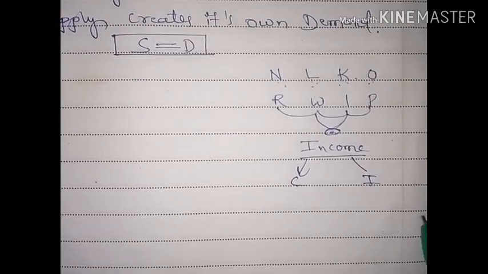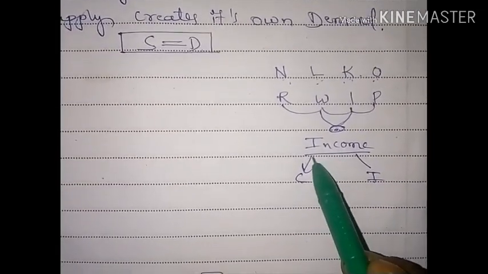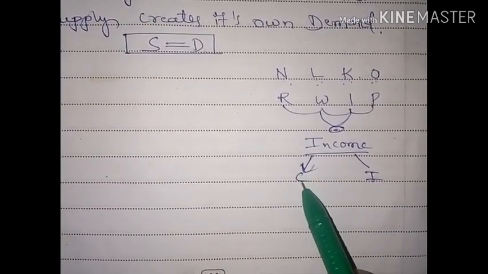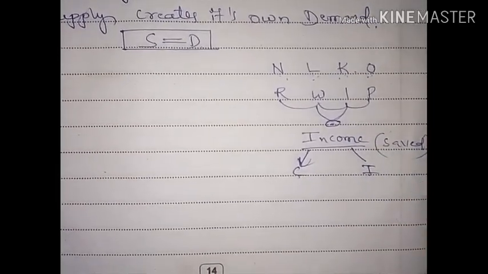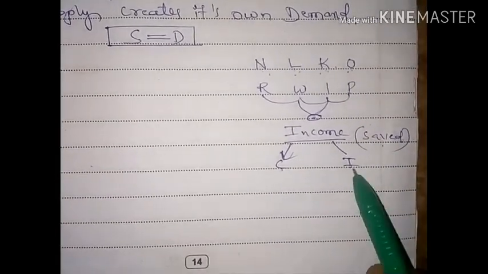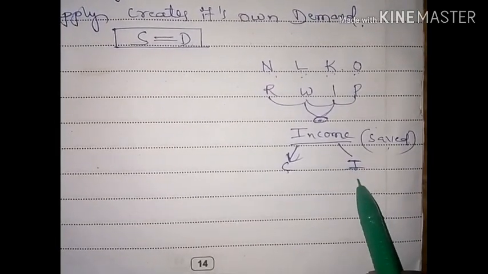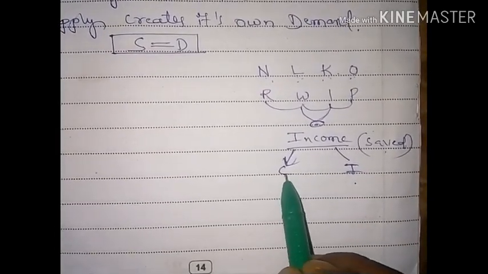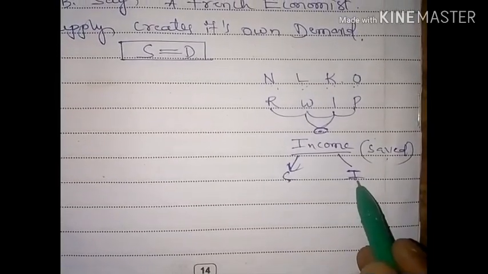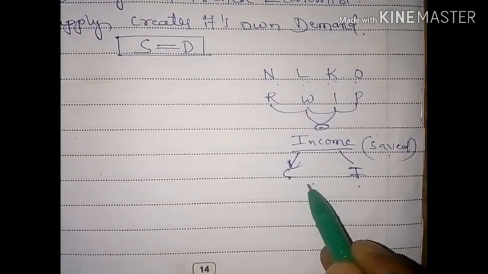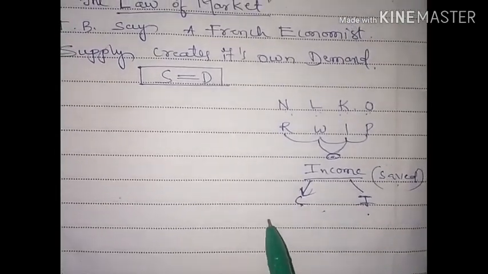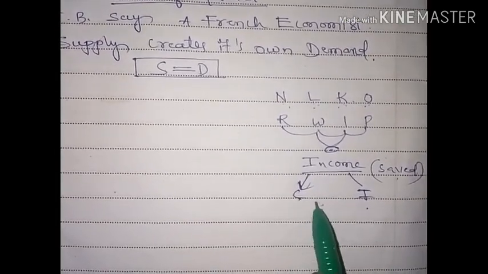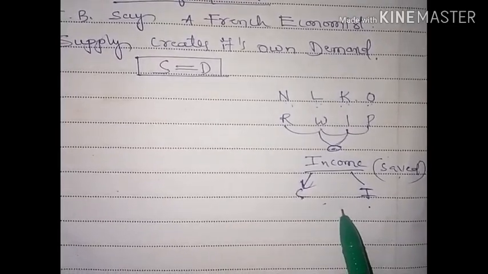Or otherwise, we can also say that a part of their income is spent on consumer goods, remaining is saved with the banks. All these savings are converted into investment. Right? So the consumption expenditure and investment creates the demand for goods and services. Like that, the supply of a commodity creates its own demand.